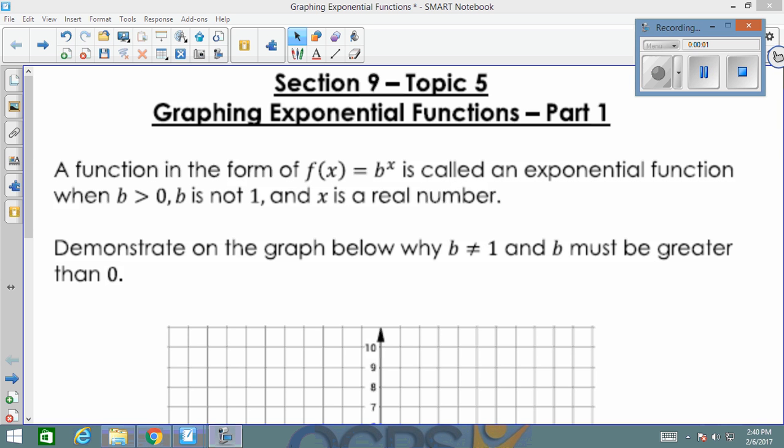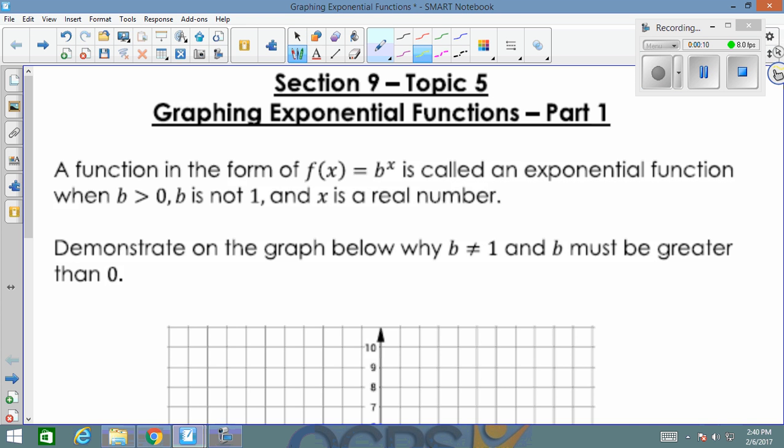Okay, so today we're going to talk about graphing exponential functions. They're always in the form b to the x. That's called an exponential function. There's a couple things that we have to remember here.